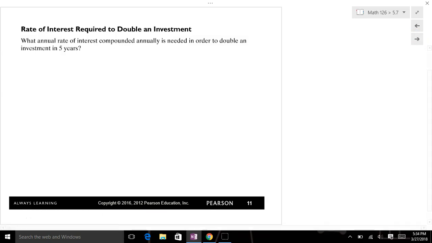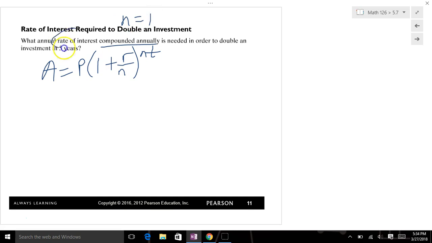What annual rate of interest compounded annually is needed in order to double an investment in 5 years? So now notice we're compounding this time. This is not continuous compounding. We're compounding annually here. So I'm going back to this formula here. Now it's compounded annually, so our n is 1. What's the interest rate? So we're solving for r. We're doubling an investment. So whatever we start with, p, we've got to end up with double it at the end.